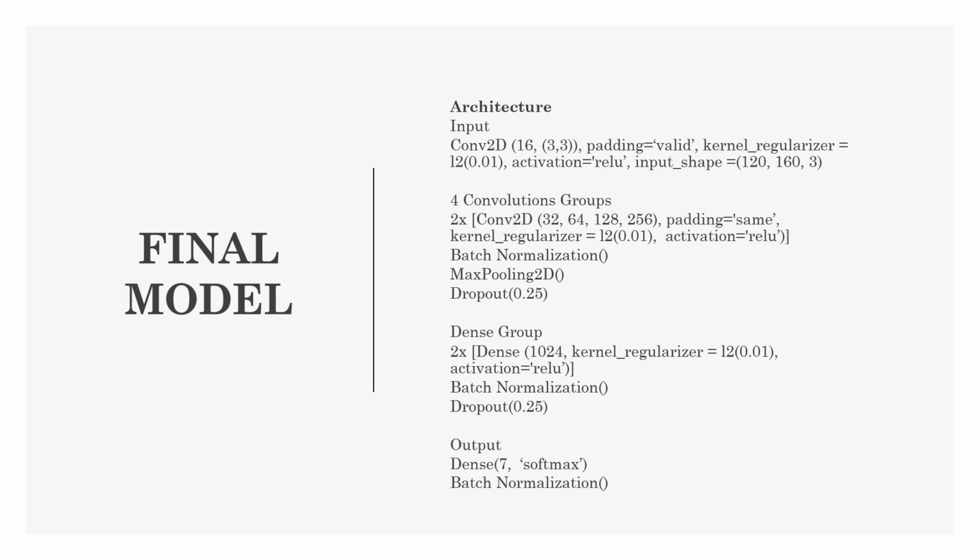Each of the 4 convolution groups included batch normalization, max pooling, and dropout. The kernel regularizer, L2, was added to the convolutions and dense layers, except for the output.